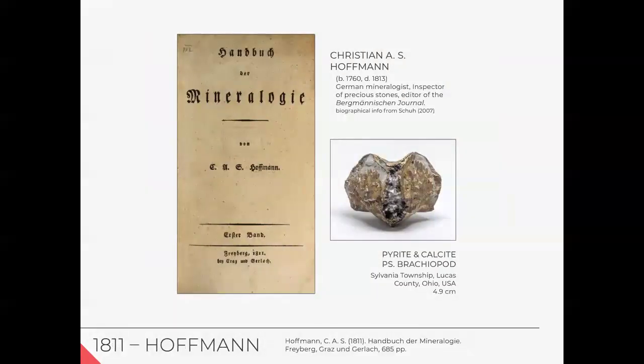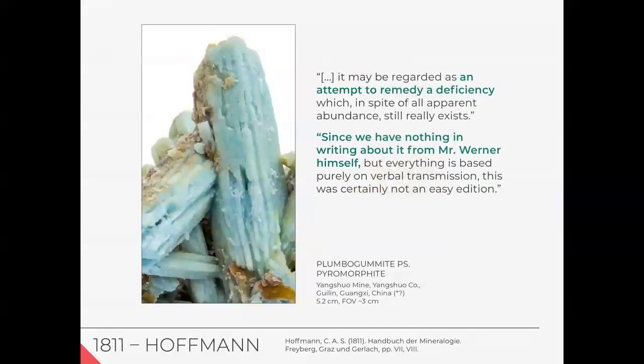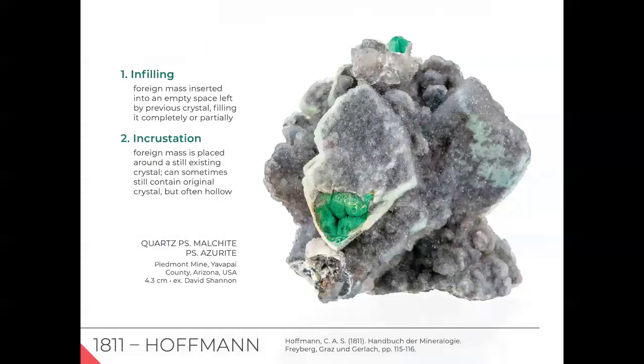In 1811, Hoffman publishes his Handbook of Mineralogy. He states that his intent is to purify Werner's thoughts from all the incorrect additions that have been made by others, an attempt to remedy a deficiency. This work is cited by Bloom as the evidence that Werner coined after crystal, but there's no direct mention of Werner in the section or leading into the section on pseudomorphs. He's mentioned in the next section, but it's about the shapes of crystals, which is not really the same subject. Again, the after crystals are classified by method of formation, infilling and incrustation. Hoffman allows for both to be either solid or hollow.